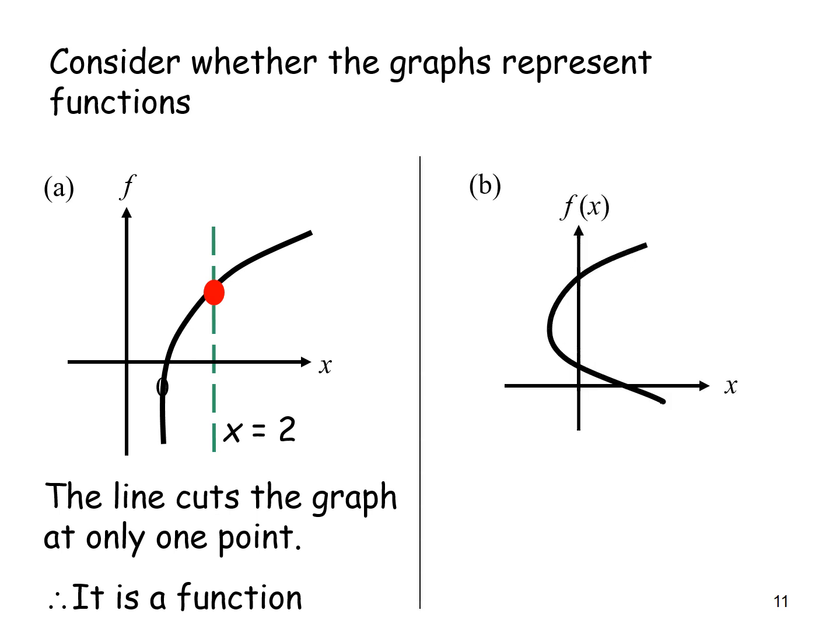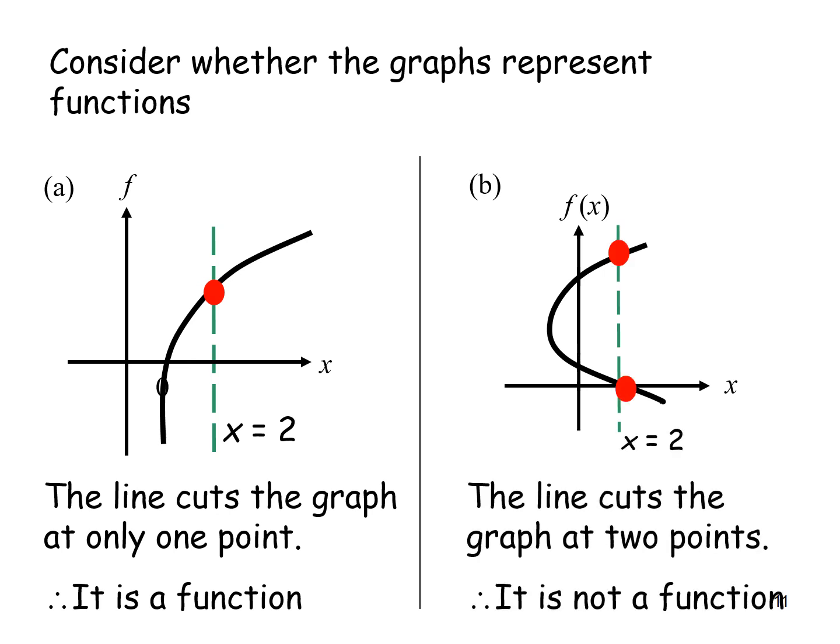Let's say we have a second graph. To test whether this graph represents a function, we draw a vertical line. Let's say we draw vertical line x equals 2. We notice that it has two intersection points between the vertical line x equals 2 and the graph. So this is not a function.